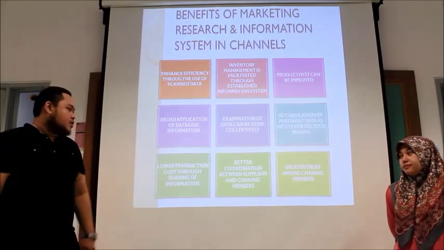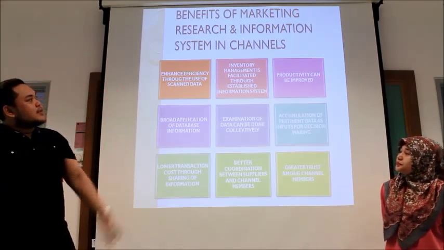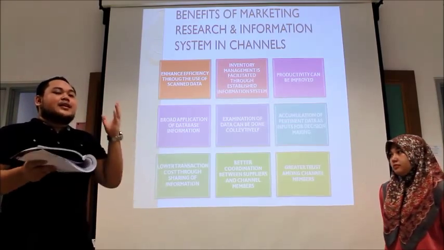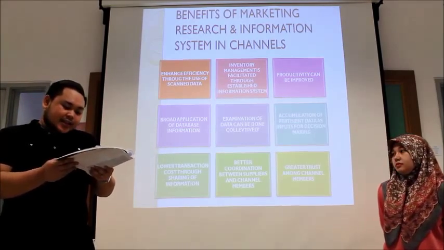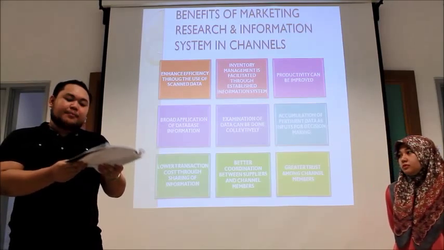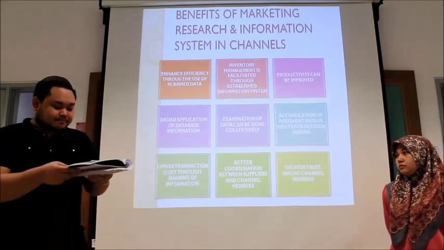Lower transaction costs through sharing of information. By using the research information system channel online, basically you can save costs. It says here that it eliminates the need to print, mail, and re-input data, leading to less costly transactions.